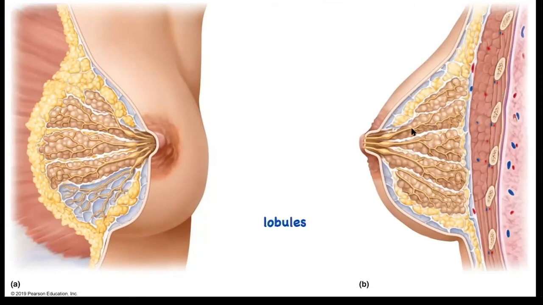The lobes are divided up into smaller structures called lobules, and they are seen as these circles here. Within each lobule, you will have some sweat glands that have been modified, and they are called alveoli. They release milk. Milk is modified sweat. It contains proteins, fats, as well as lactose, which is milk sugar.